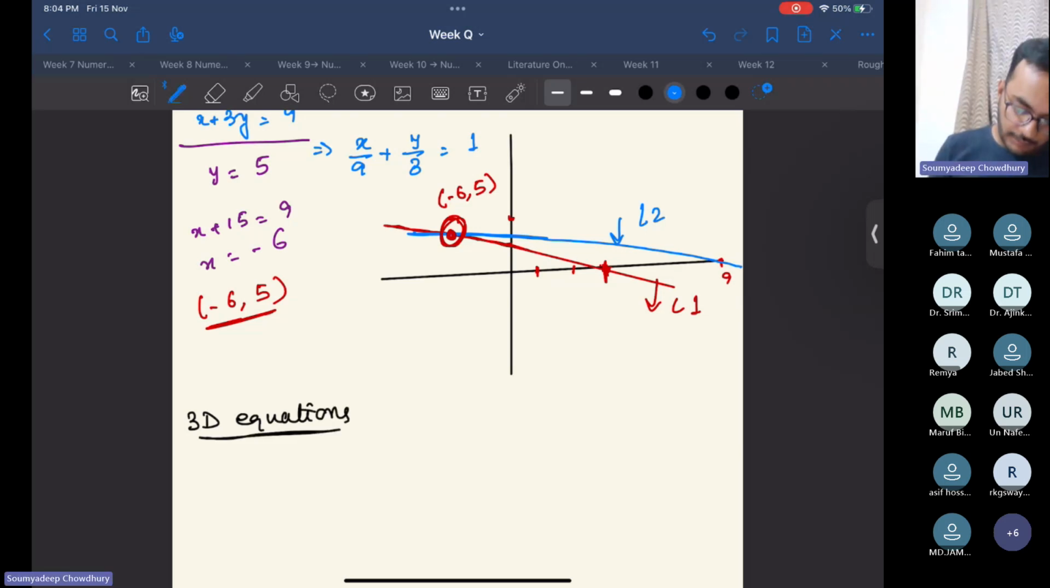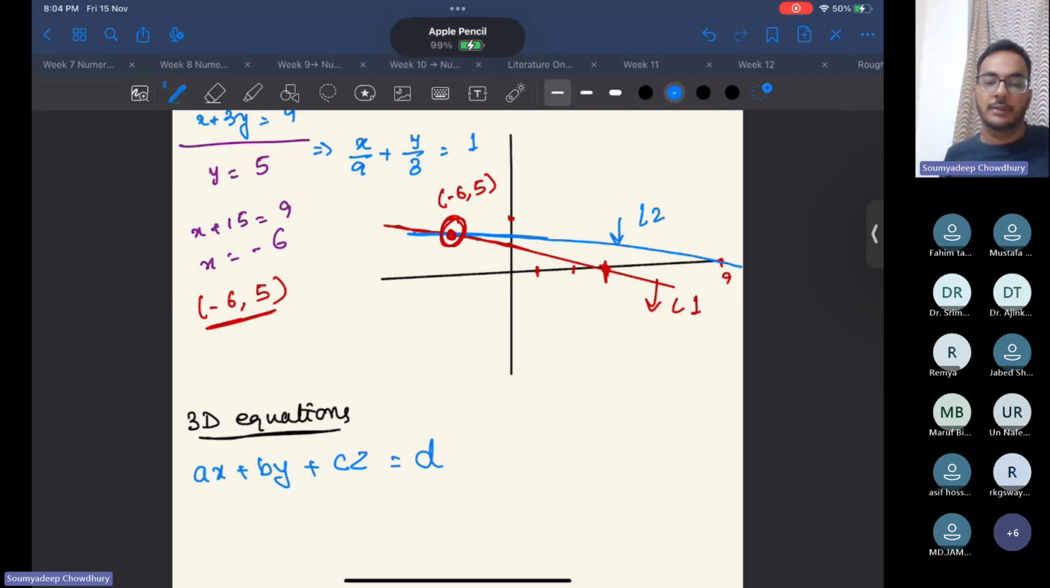So if we have ax plus by plus, say, a third term is there, plus cz equals d, what is the geometric interpretation? What is the geometric plot of this equation? Any idea, anyone?